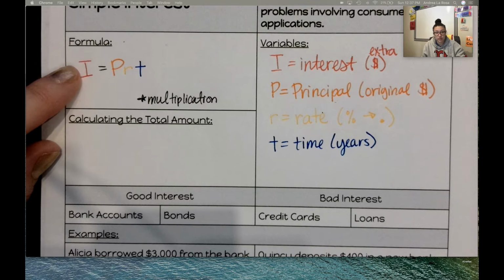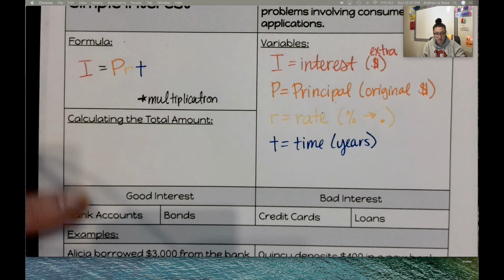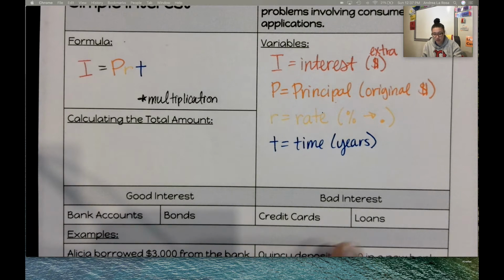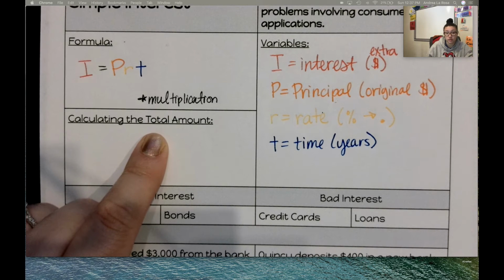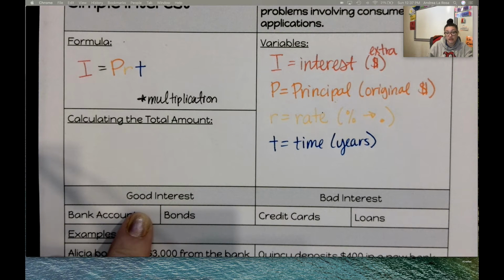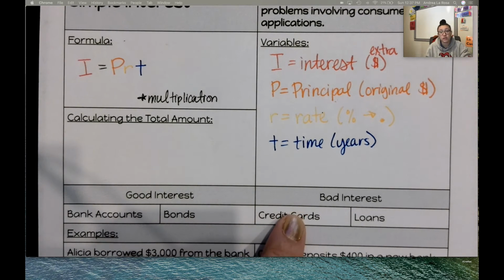So this formula just tells me how much extra money it's going to be, the extra money that I get for free or the extra money that I have to pay. But if I want to figure out the total amount, so maybe the total amount of money in my bank account or the total amount of money I'm going to have to pay back on my credit card, I have to do one more step.